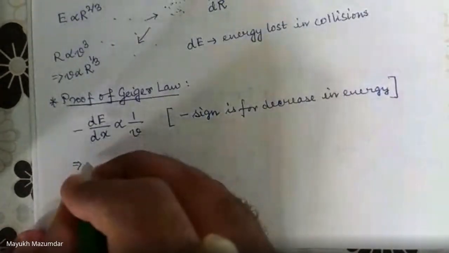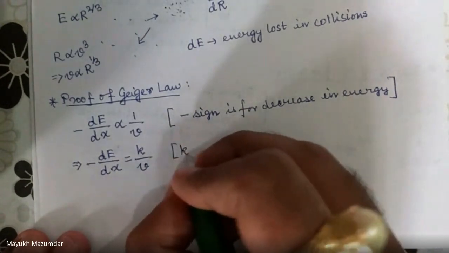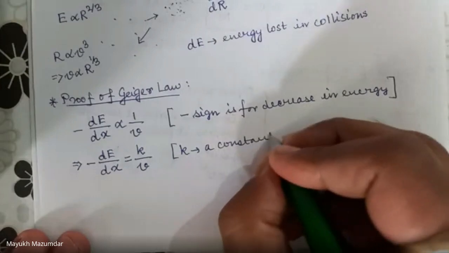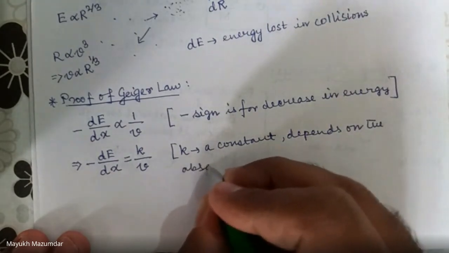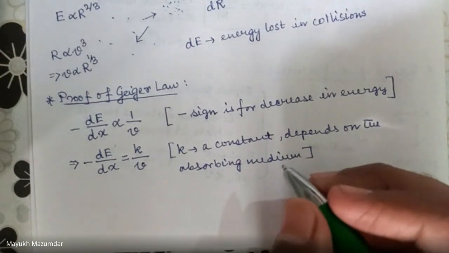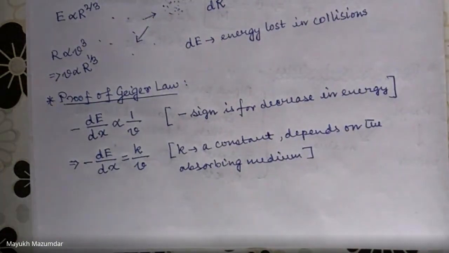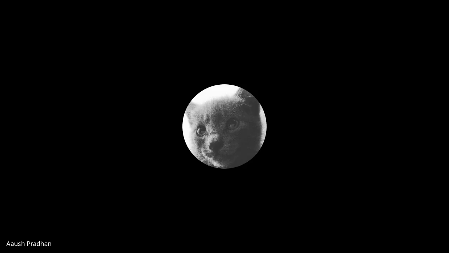X is the distance. So I can do one thing, I can keep a constant of proportionality, say K. So K is a constant which will depend on the absorbing medium. Okay, got it? Yes, sir. Okay.